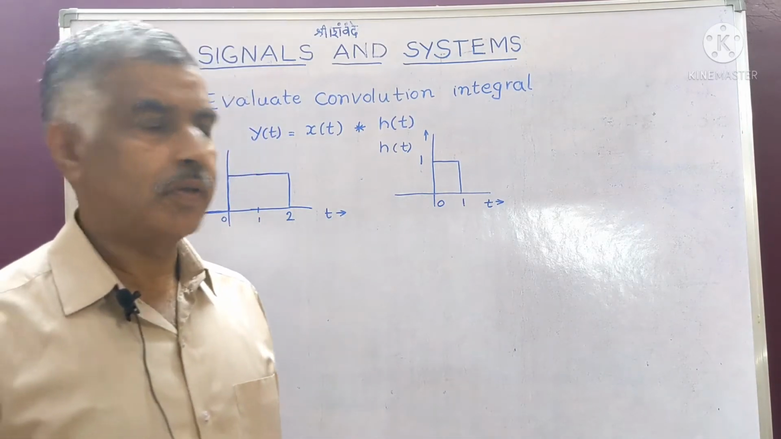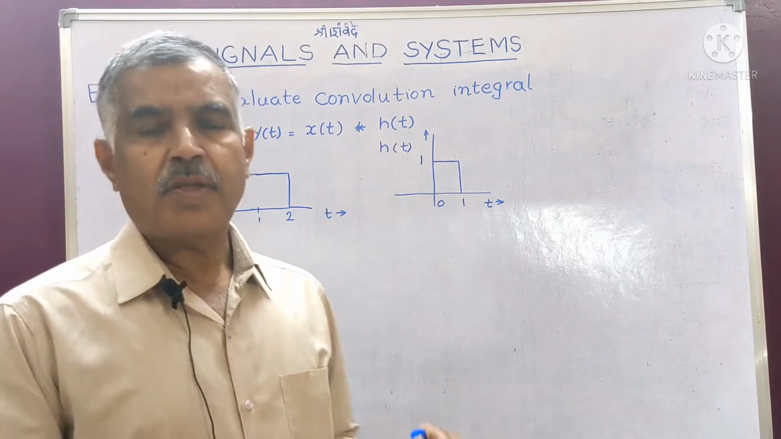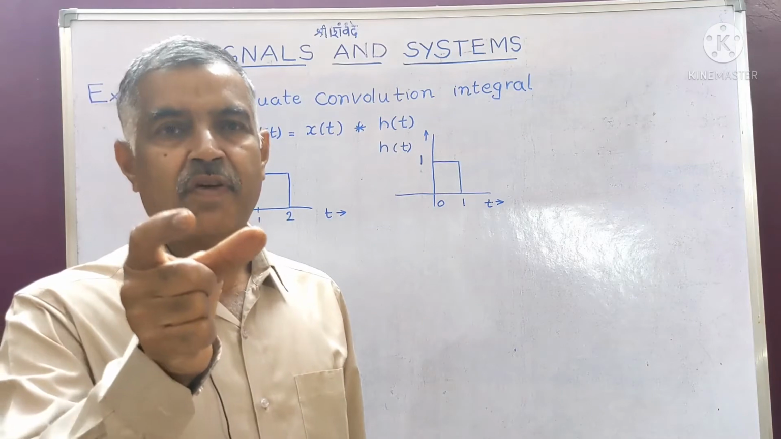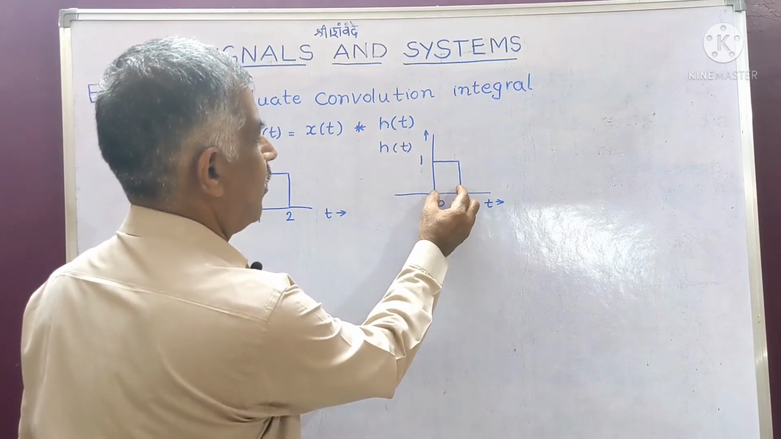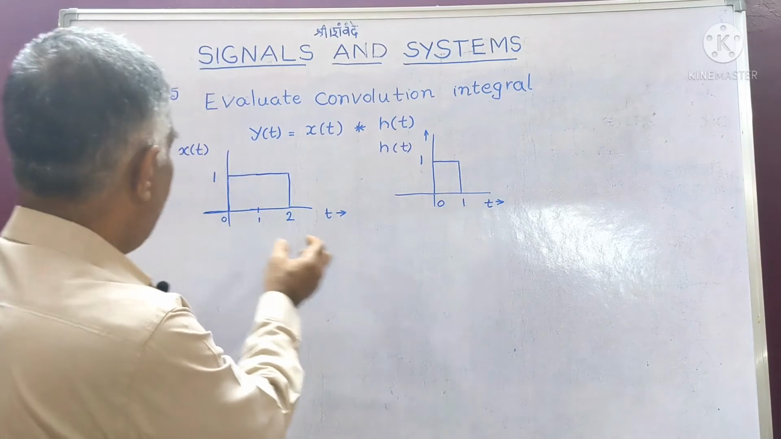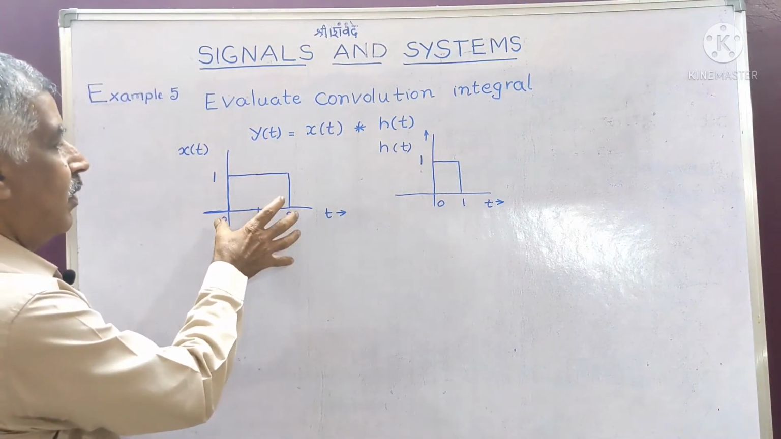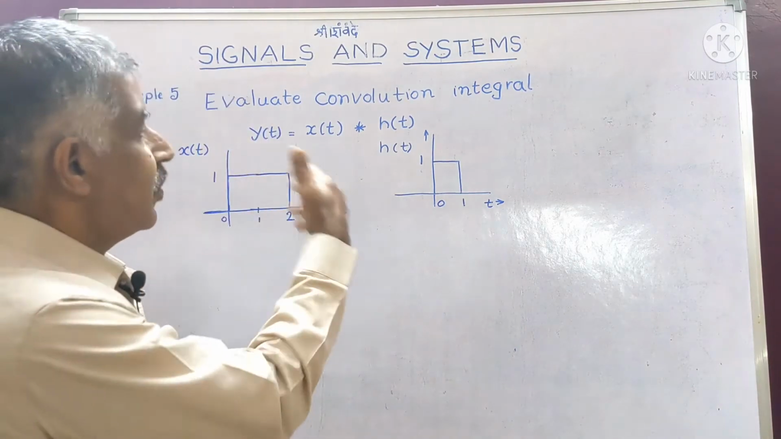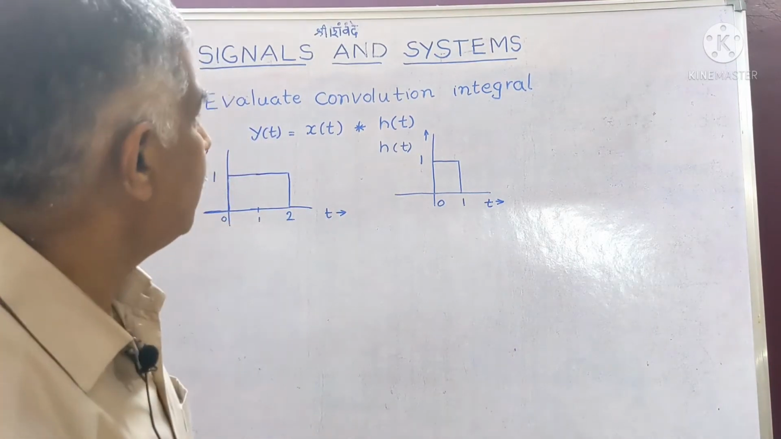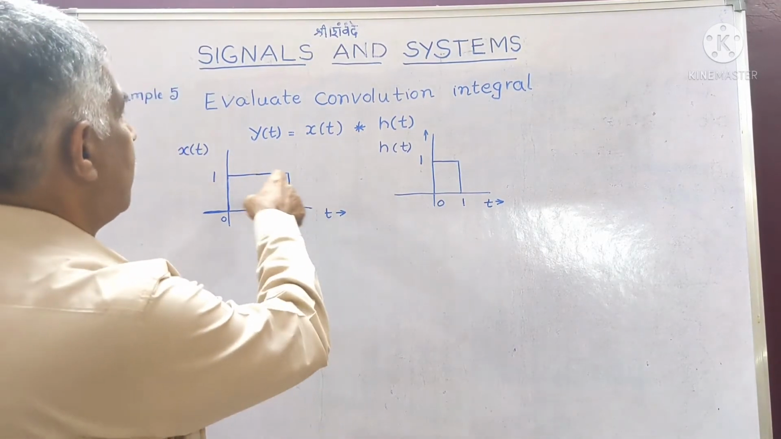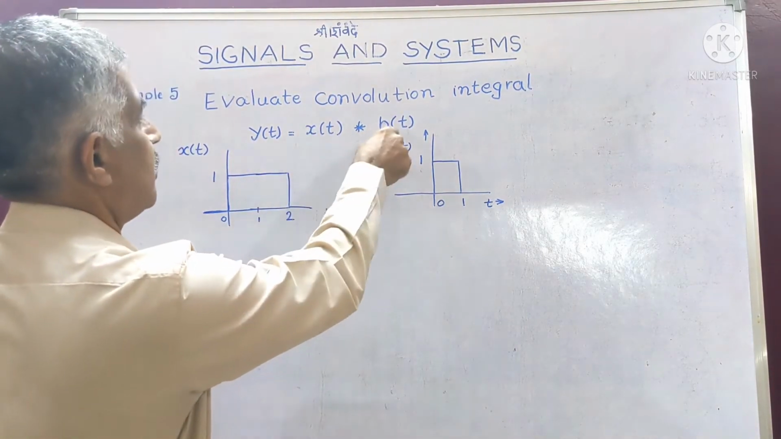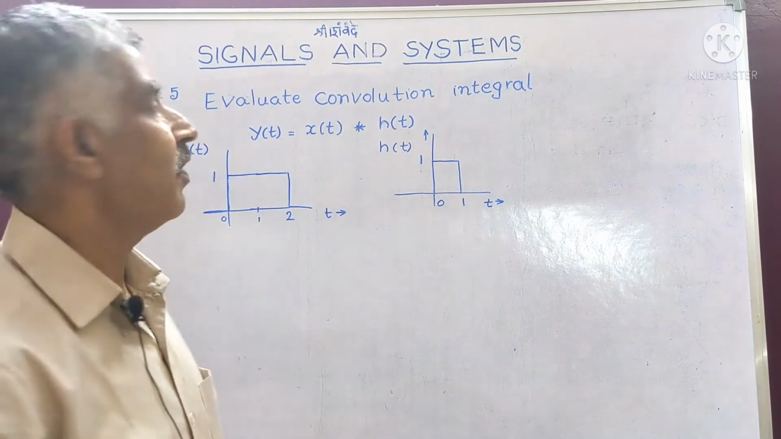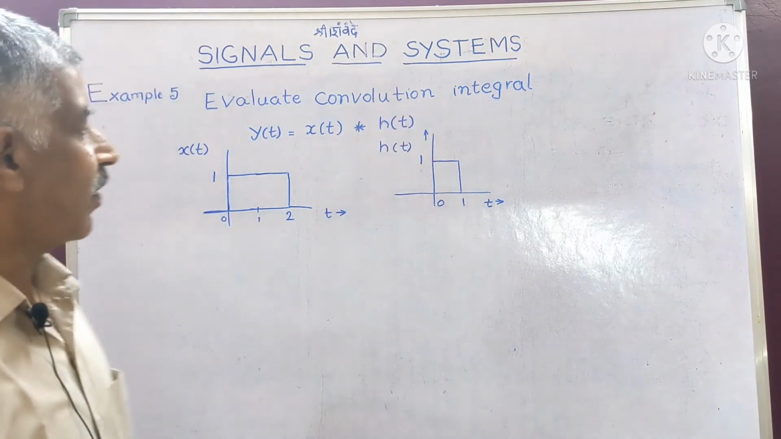And also one more point you should keep in mind. In this problem, one is a narrow waveform, another is rather a wide waveform. See, this is a waveform of width 1 unit, whereas this waveform is having a width of 2. So we shall see what happens in the problem. Now, as usual, first I will work out in this order x(t), h(t), where x(t) is the stationary waveform and h(t) is the moving waveform.